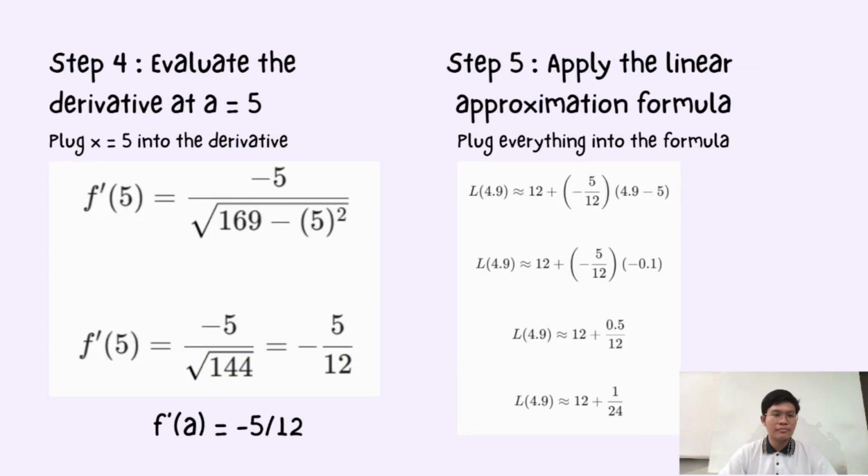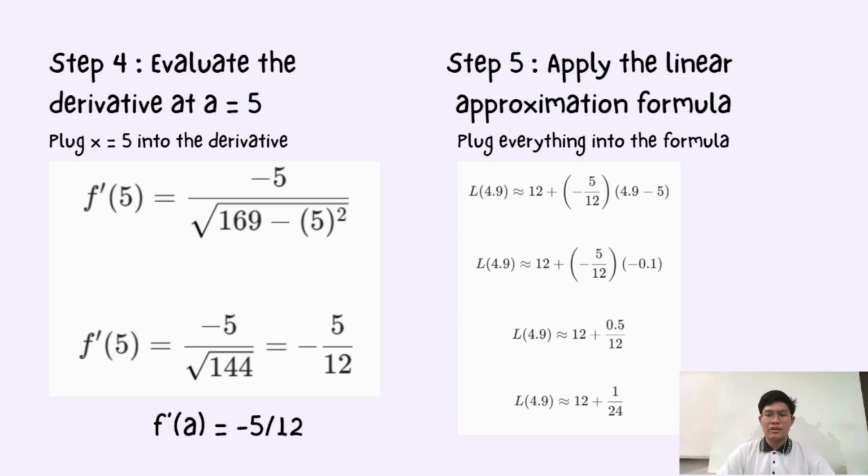So let's move on. Alright, for step 4, we need to evaluate the derivative at a equal to 5. Using the derivative that we found earlier, just substitute the x with 5, just like we did earlier with f(a). As you can see, substitute the x with 5. So our final answer for f prime(a) is equal to negative 5 over 12.